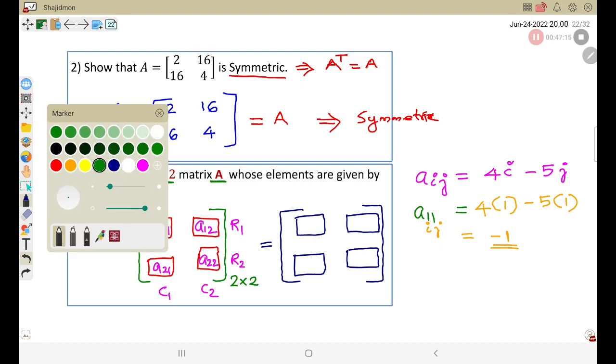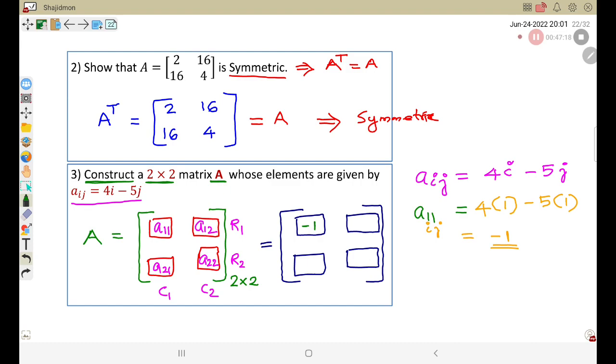So first number A11 is minus 1. Now same way we are calculating A12 equals. That means i number is 1, j number is 2. So 4 multiply i number is 1, minus 5 times j number is 2. Correct? That means 4 minus 10, minus 6. So I can write here minus 6. Now the third number we are calculating. A21 equals 4 times i number is 2, minus 5 times j number is 1. Correct? That means 8 minus 5, that means 3. So I can write here 3.